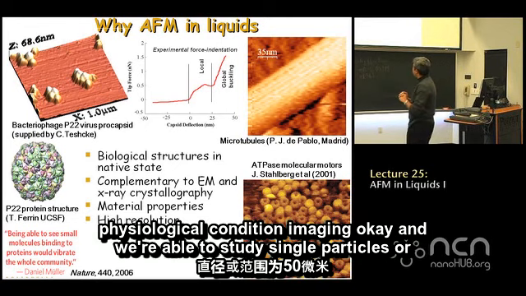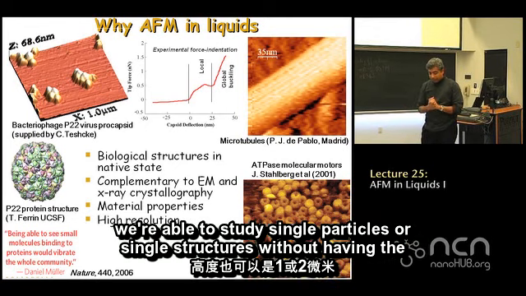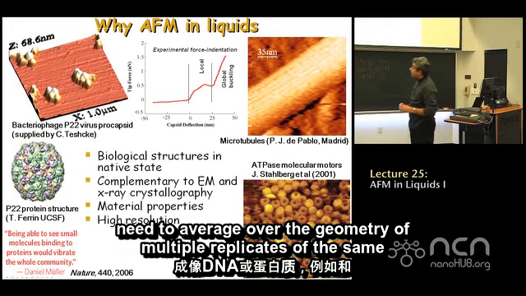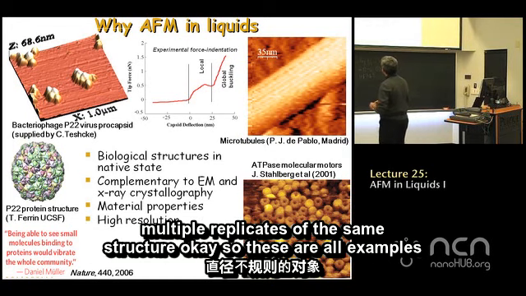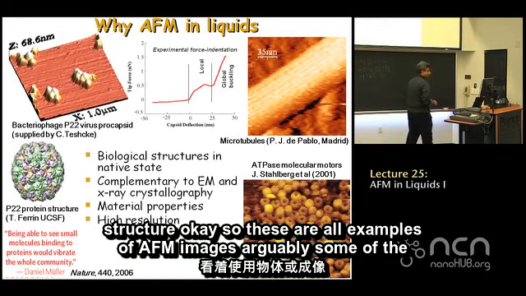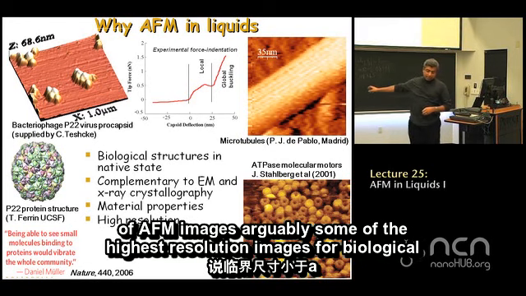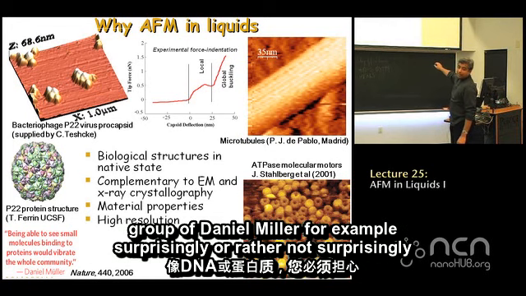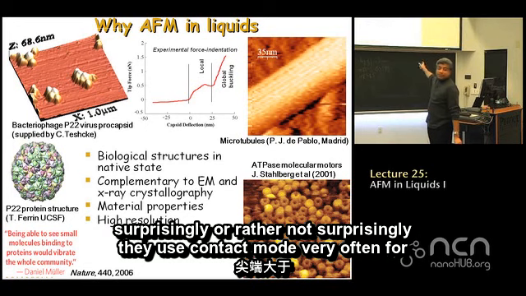Okay? And we're able to study single particles or single structures without having the need to average over the geometry of multiple replicates of the same structure. Okay, so these are all examples of AFM images. Arguably some of the highest resolution images for biological objects have come out of the group of Daniel Miller, for example. Surprisingly, or rather not surprisingly, they use contact mode very often for these things, really soft cantilevers.